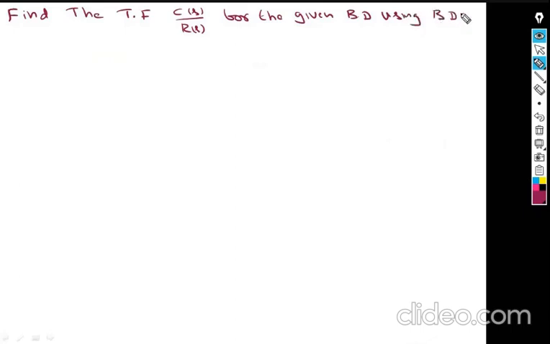So the question is, find the transfer function T of S by R of S for the given block diagram using block diagram reduction techniques. Now here, let me draw the given question.